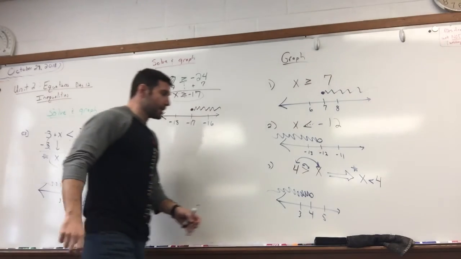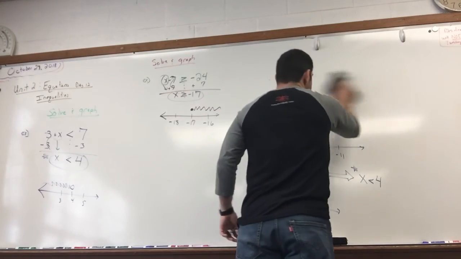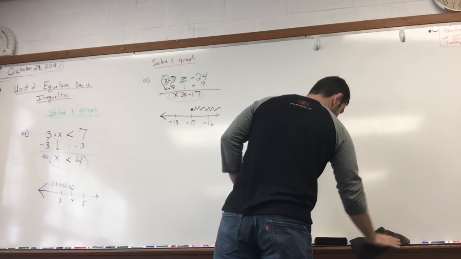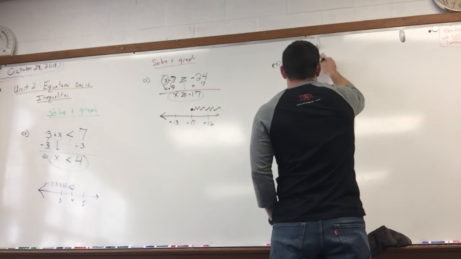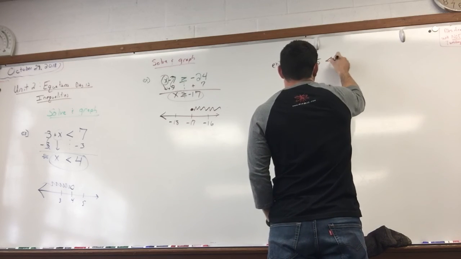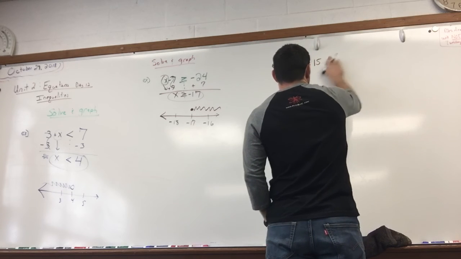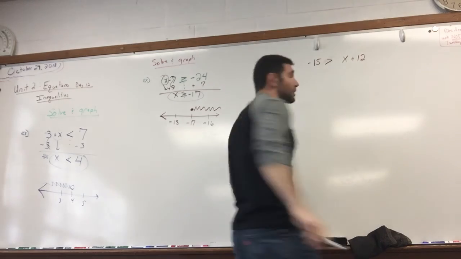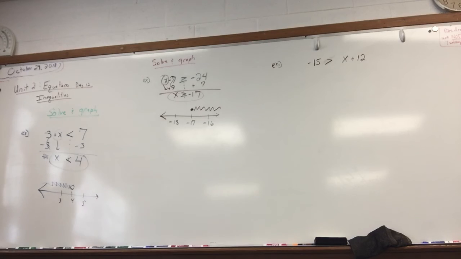Okay, last one. Then you get your homework, which you should be able to do in class, because it's only 3 problems. So let's go, here's example 3. Negative 15 is less than or equal to, so let's just make it greater than x plus 12. Solve and graph.